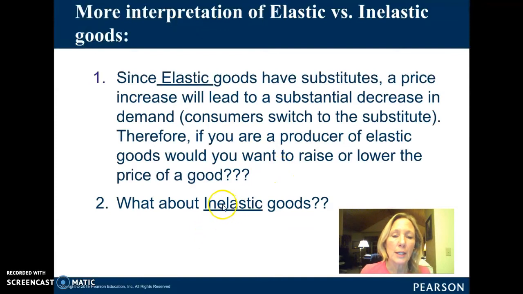Inelastic goods are unique goods. Inelastic goods, you have to have no matter what. So if you are a producer of an inelastic good like gasoline or salt, or I used to say milk, it doesn't matter what the price is. Consumers are going to buy it no matter what. So you would make more profit if you raise the price because there are no substitutes. You say, oh, well, that's mean. It doesn't matter. It's economics. It's business. You've got to make a profit, right?